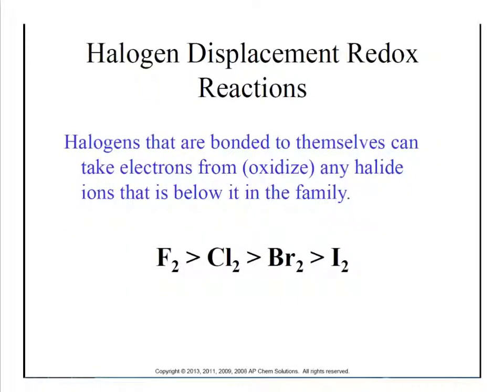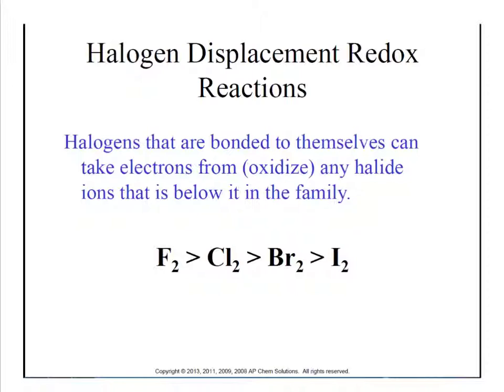Alright, similar to the activity series, we can look at the halogen displacement reactions. If we take a look at this order right here, fluorine, chlorine, bromine, iodine, if you look on your periodic table, that's the family. So fluorine is on the top of the halogen family, iodine is on the bottom. So any diatomic halogen, which means a halogen bonded to itself, can take electrons from any other halide ion that is below it in the family.